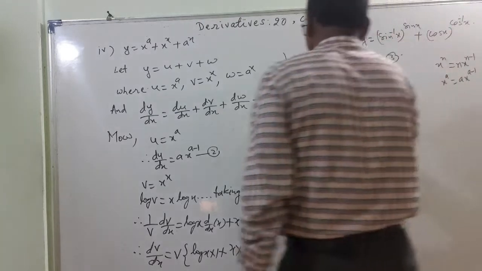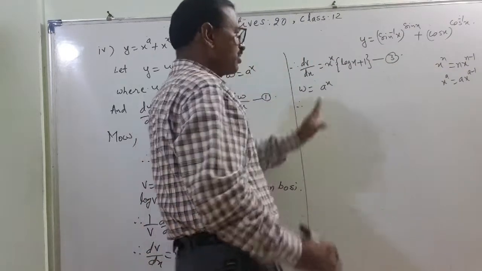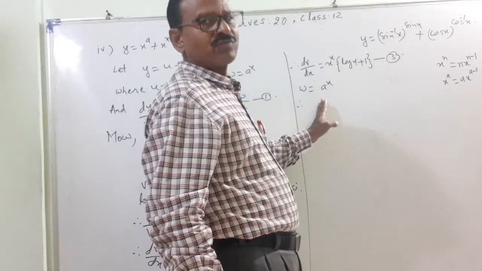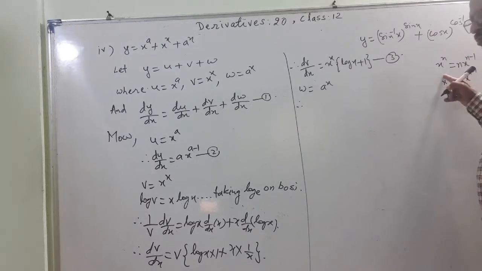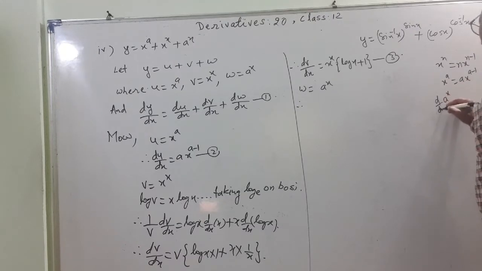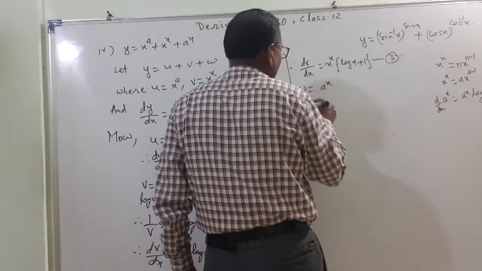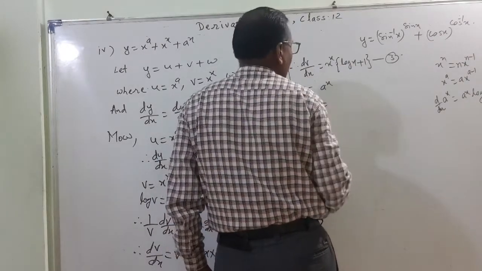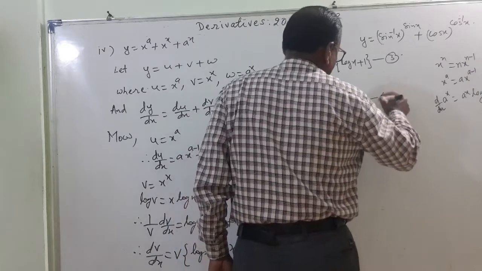Now the last part. W is equal to a raised to x. Therefore, there is no need to take the log on both the sides. Why not? Because variable raised to constant, we have the formula. Constant raised to variable, for that also d by dx of a raised to x is a raised to x into log of a. For that also we have the formula. So why are you taking the log? Therefore, dw by dx is equal to a raised to x into log of a, and this is number 4.